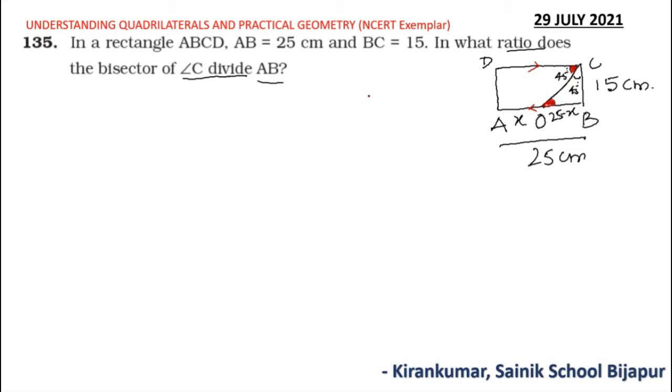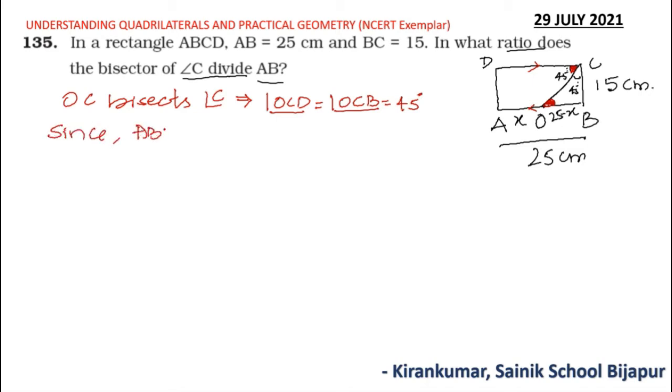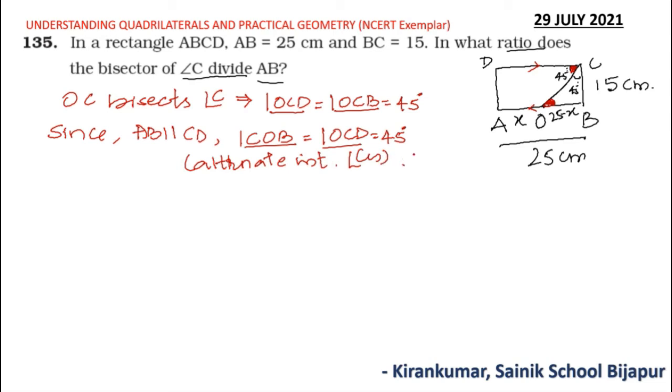They are alternate angles. First, let me mention OC bisects angle C. This implies angle OCD will be equal to angle OCB. Both measure 45 degrees. Since AB is parallel to CD, we have angle COB equal to angle OCD. Both will be 45 degrees. The reason is they become alternate interior angles. So we have found the angle here.